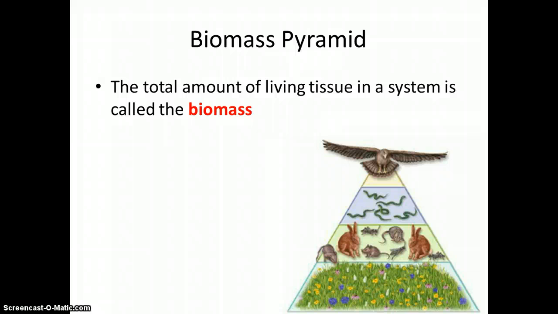The total amount of living tissue in a system is called biomass. You can see from the biomass pyramid that there are generally many more primary producers than there are herbivores, carnivores, or omnivores. That's because as you move up the pyramid from primary producers to herbivores, energy is lost, so it takes a large amount of primary producers to support a relatively small number of carnivores.